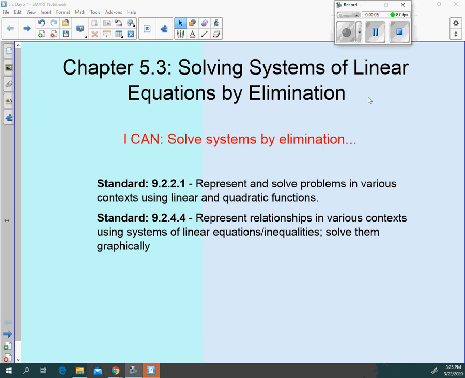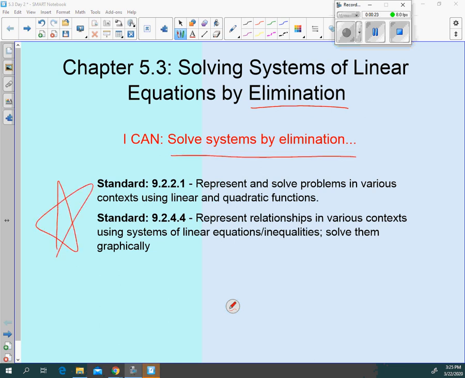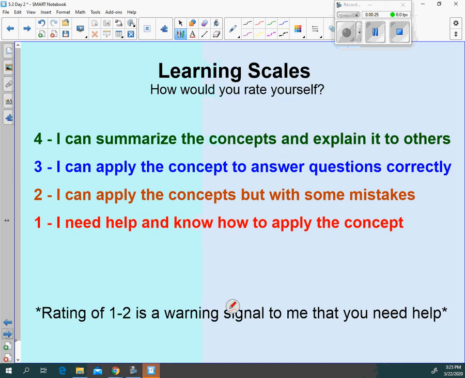Today we're doing 5.3. It's going to be day 2. It's also on solving systems by elimination. Okay? And so, hopefully by the end of the day you can say, I can solve systems by elimination, no problem. I can get these mathematical standards down, no big deal, all right?